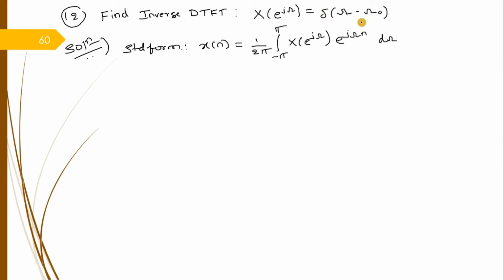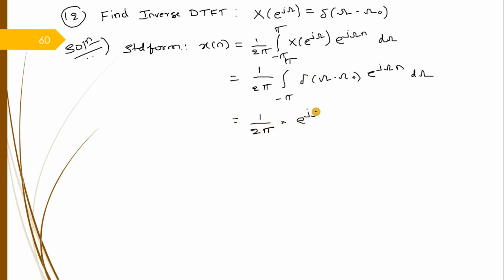Okay, next one. Find the inverse DTFT of delta of n minus n naught. Very simple one. 1 by 2 pi, integral from minus pi to pi, delta of omega minus omega naught, e raised to j omega n. So this quantity has to go to 0 to have a non-zero number. When will it go to 0? When omega is substituted with omega naught. So when I substitute omega naught, this whole quantity goes to 1, giving 1 by 2 pi into e raised to j omega naught n. So this is your answer.